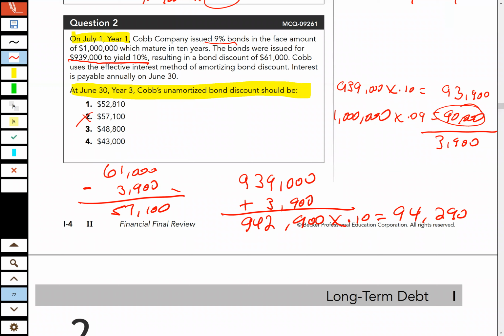And the 90,000 doesn't change. That's going to be paid out every interest payment date, isn't it? So I still need that 90,000. I take that 90,000, that amount won't change, and that gives me an amortization of 4,290. I take that 57,000, and now I subtract the amount of discount amortization from year 3, 4,290, and that gets me the correct answer here at 52,810. Yep.